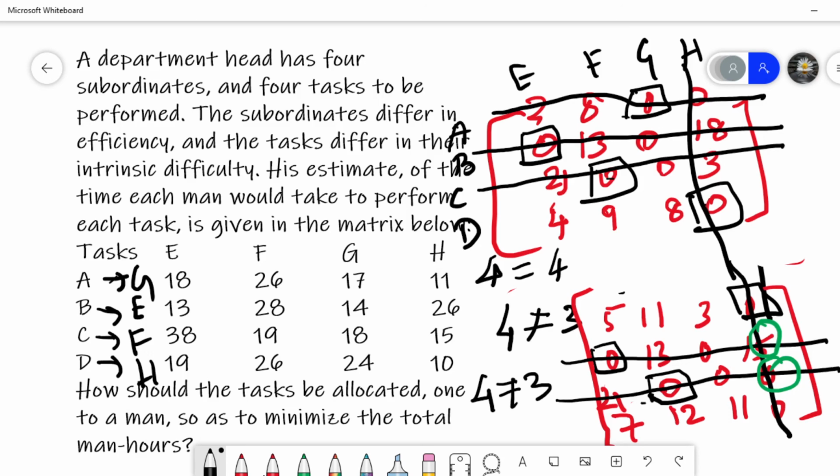So now we are going to find the minimum total time for this assignment. According to the sum, A to G means it is 17. B to E means it is 13. C to F means it is 19. Then D to H means it is 10. So add the values. 17 plus 13 is 30. 30 plus 19, 49. 49 plus 10, 59. So the answer is 59 manpower.